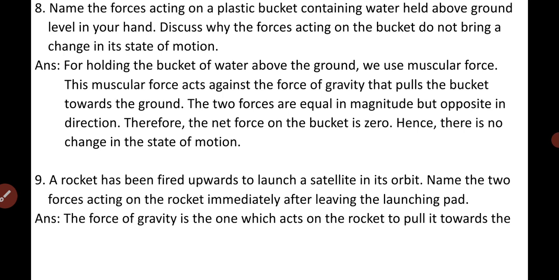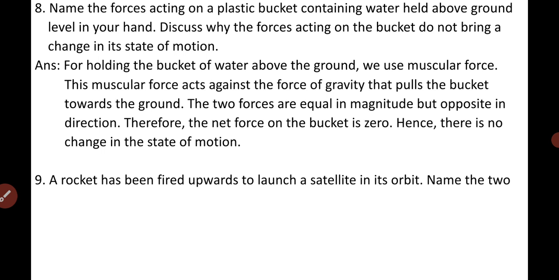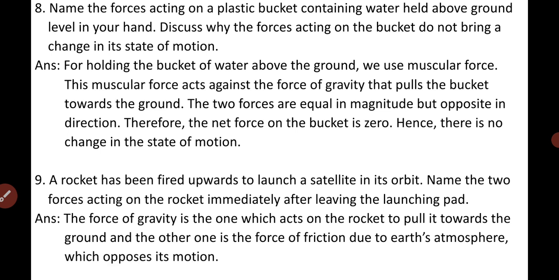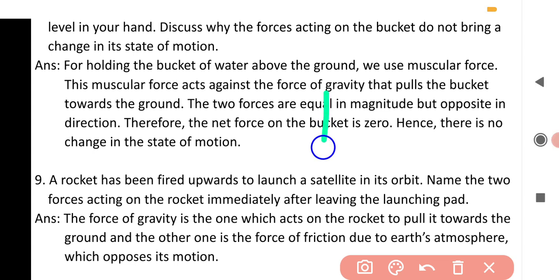Here, a rocket has been fired upwards to launch a satellite in its orbit. Name the two forces acting on the rocket immediately after leaving the launching pad. Again here the force of gravity is there, which is acting in the downward direction. The force of gravity is one which acts on the rocket to pull it towards the ground, right? Remember, gravitational force acts in the downward direction.